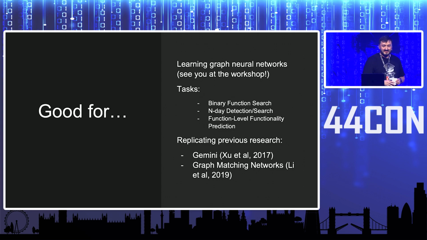And then task-wise, you've got binary function search, which is what my PhD is primarily focused on. You've got N-day detection. You've got function level functionality prediction. And there's lots of different tasks you can do with this sort of stuff. And also, if you want to replicate the research, we can obviously replicate Gemini, because we've got the Gemini nodes. And there's also a really good paper called Graph Matching Networks, which again, you can replicate by using the Gemini features straight away.